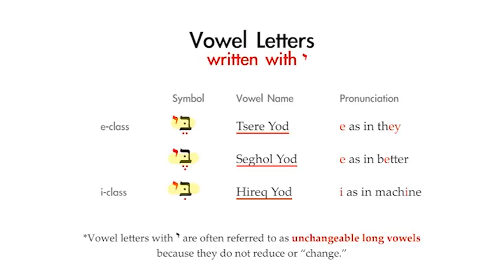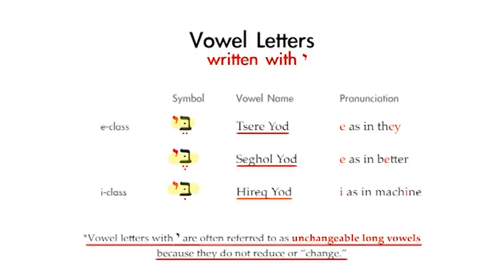Like vowel letters written with waw, vowel letters written with yod are often referred to as unchangeable long vowels because, like vowel letters written with waw, they do not change or reduce. They are often stubborn. So vowel letters written with hey appear only at the end of a word, and vowel letters written with waw do not change or reduce. They are unchangeable long vowels.